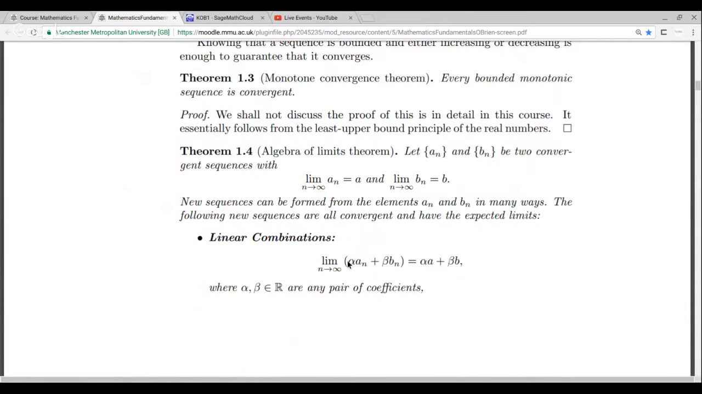So we assume that AN and BN are convergent sequences, strictly speaking, with curly brackets around those, and that AN converges to A, so this is just the information given in the statement, and that BN converges to B. Those are the assumptions we're making. We're allowed to use those facts in our proof.